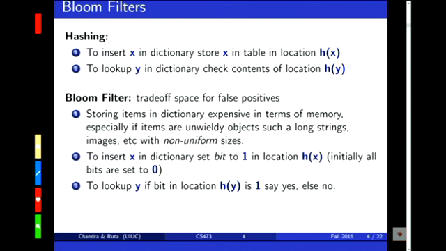Suppose I see that h of x is 1. Does that mean that I really inserted x? No, right? Maybe there is another object y, and it may happen that h of x equals h of y, and because I inserted y, I set that bit to 1. And that bit is 1 because of y and not because of x. So I may make an error when I say yes, but I never make an error when I say no. So this is one-sided error. Okay?